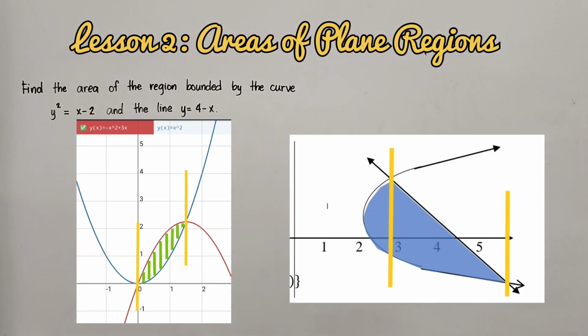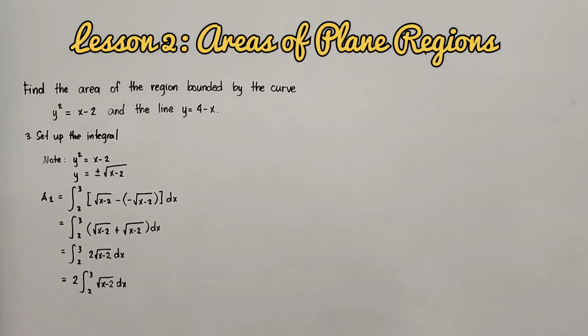But for the second graph, if we form two vertical lines on the intersection of their points, we can have two areas. The area found on the left of the first vertical line, and the second area is in between the two vertical lines. So for this problem, we are going to split the area into these two parts to get the total area. So we will now set up the integral of the first area.